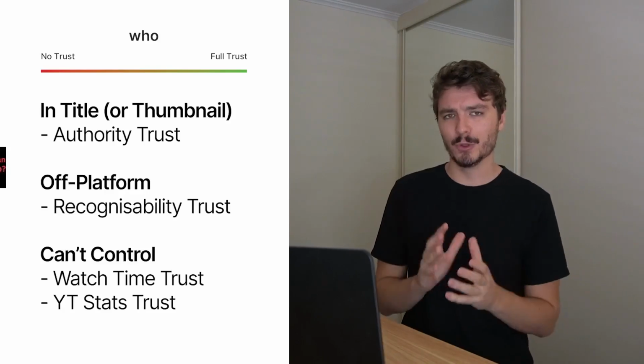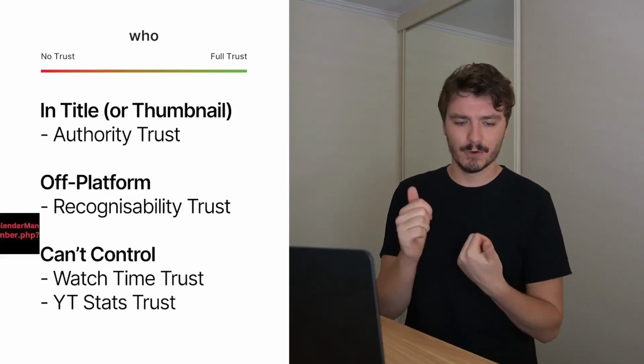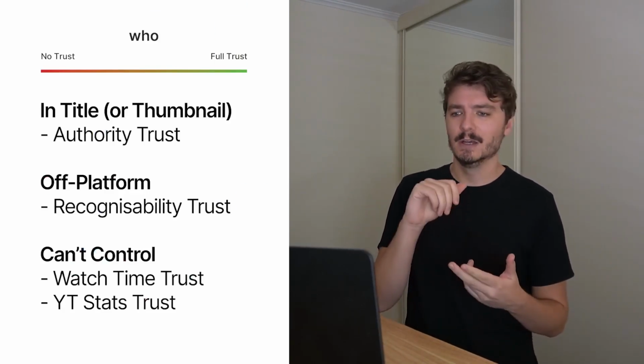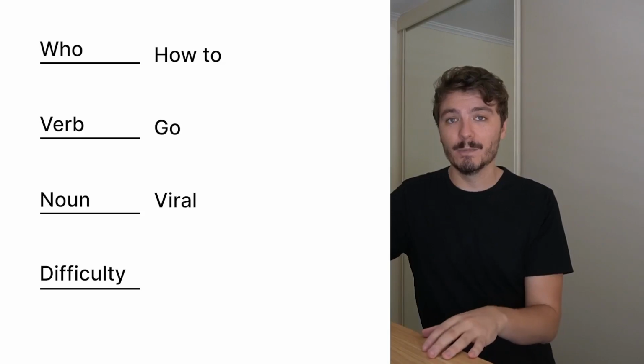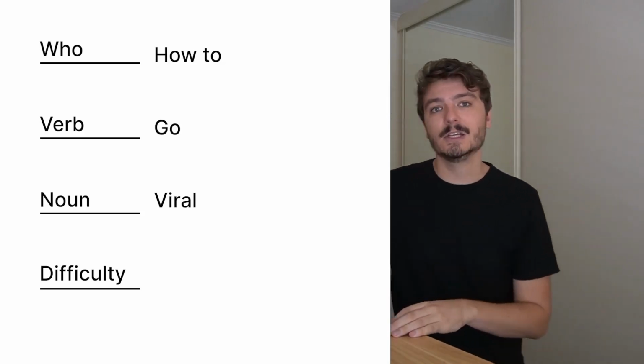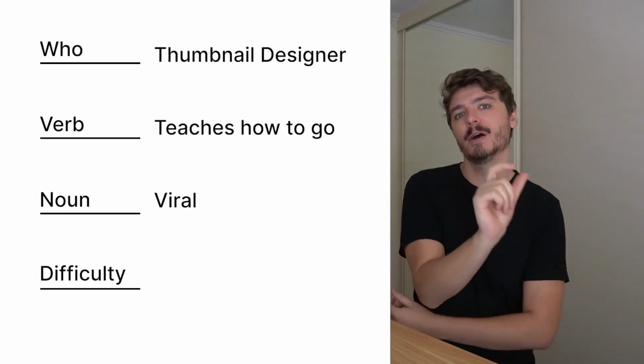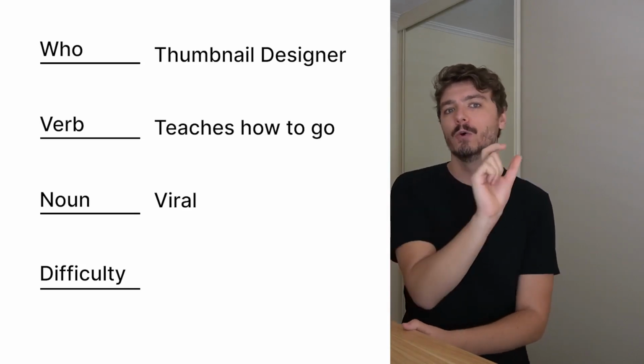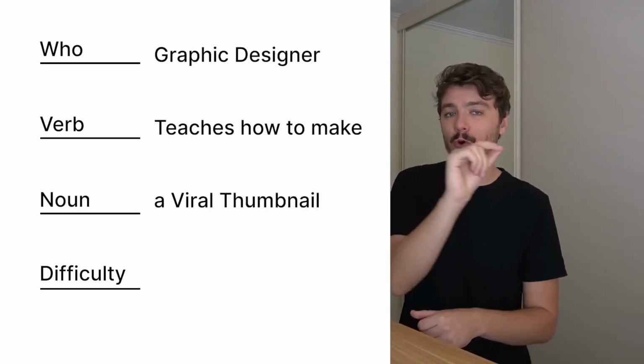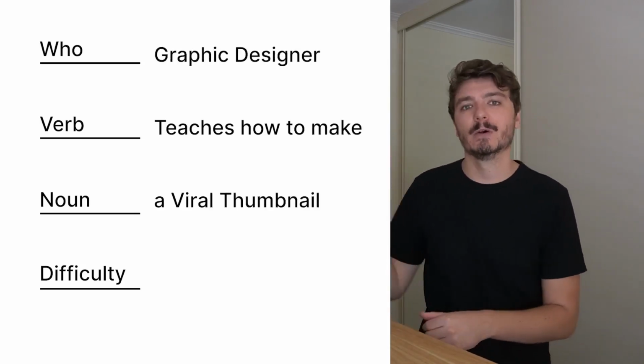And we have one more factor here that you can control. And this is the one for education that I really recommend you focus on and really dive into. This is authority trust. Authority trust comes from credentials, accolades, your profession, stuff like that. For example, if the video is, I teach you how to go viral, if I dive into my profession and accolades, it would be thumbnail designer teaches how to go viral, or YouTube expert teaches how to go viral, or graphic designer teaches how to make a viral thumbnail. Something like that. I'm using my authority in the title.